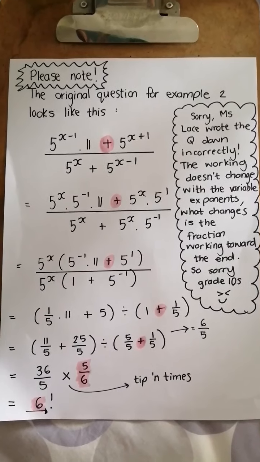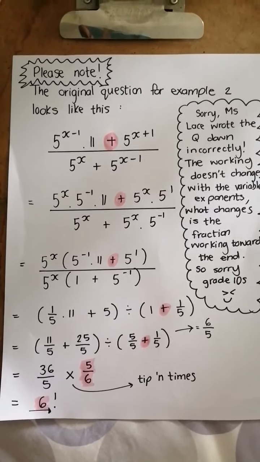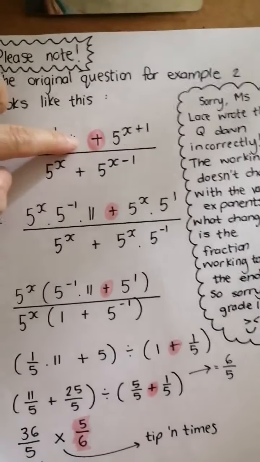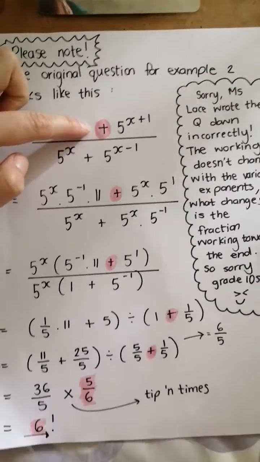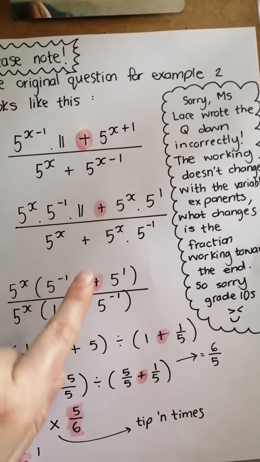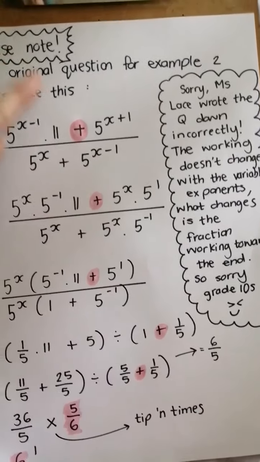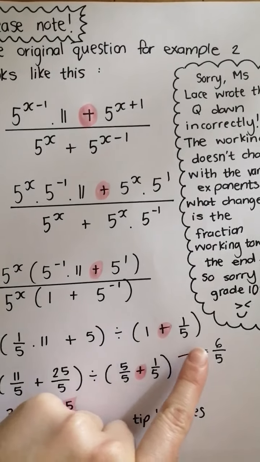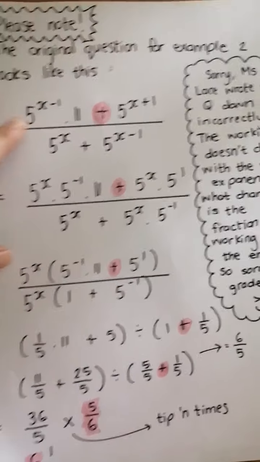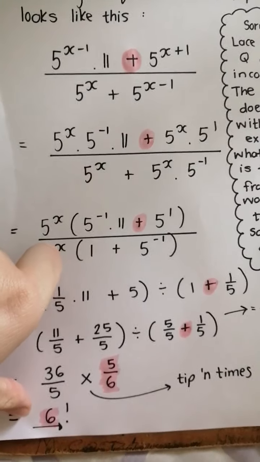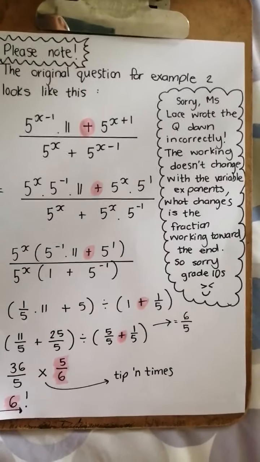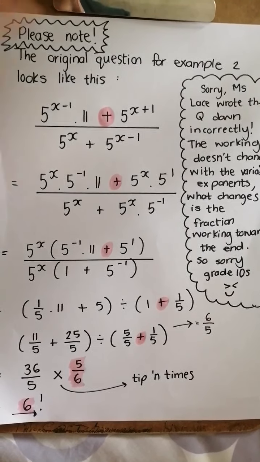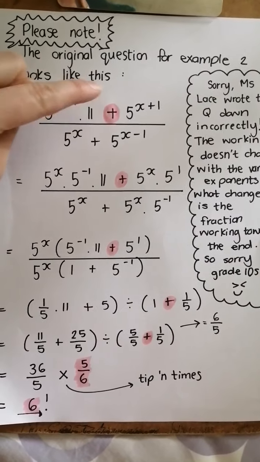Sorry, grade 10s, the question in your paper is different to the one I did on the video. I said minus and it's supposed to be plus, so this is just the correction. It doesn't change the working out. The part at the top here, the only time it changes is here where I added the fractions. The fraction should be 6/5, and then when I tip it times, the final answer is 6. So I am very sorry about that, but this is the correct answer for this specific example with the plus.